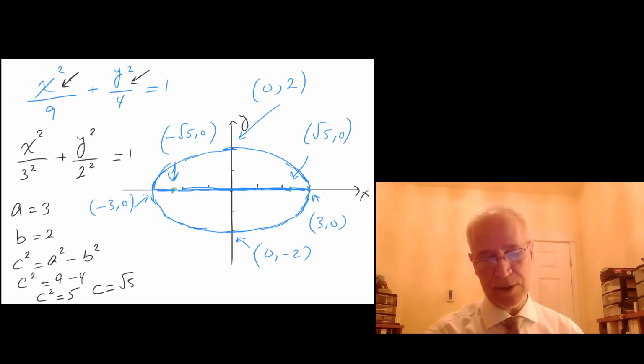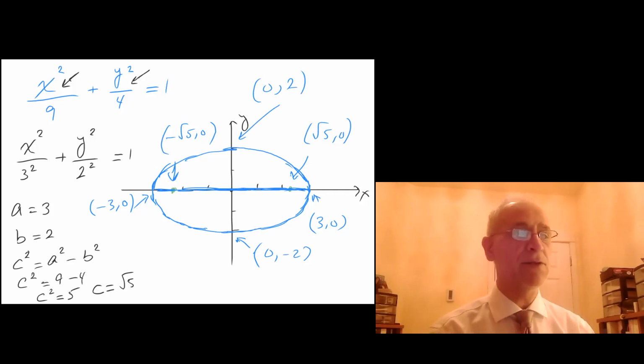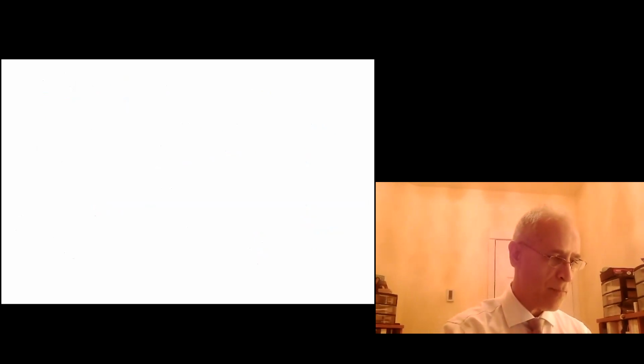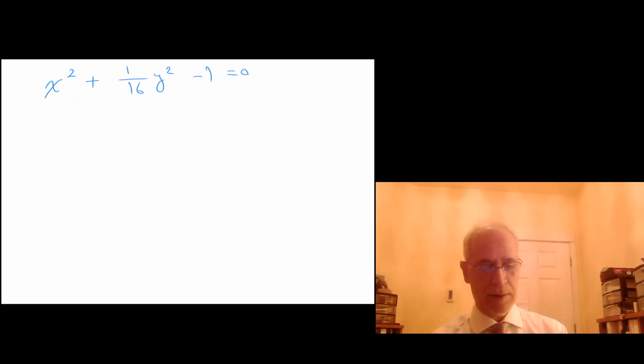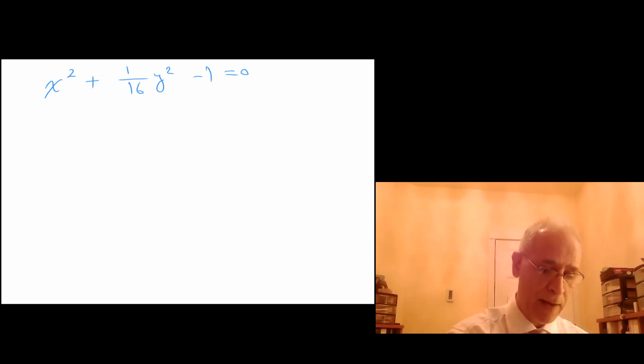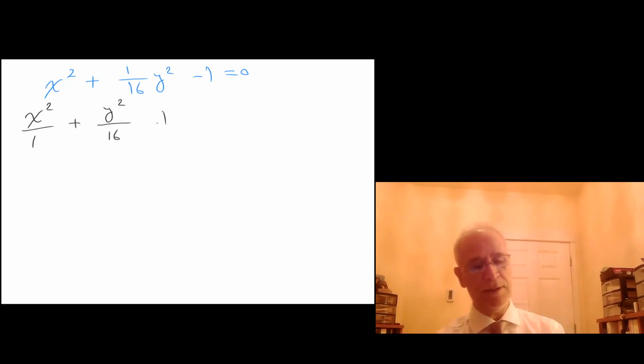Okay, let's do another example, something where the major axis is not along the x axis. How about something as simple as x squared plus 1 over 16th of y squared minus 1 equals 0. Okay, so the first thing I'm going to do, I'm going to rewrite this as x squared over 1 plus y squared over 16 equals 1. So much easier to see.